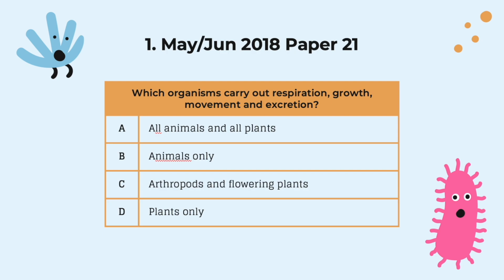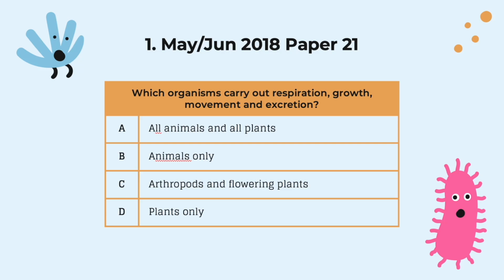Second question, which organisms carry out respiration, growth, movement, and excretion? Is it all animals and all plants? Animals only? Arthropods and flowering plants? Or plants only? Well, you can see that they're asking what those characteristics belong to. As we've studied, those characteristics belong to all living things, which means that they relate to all kingdoms. Only 2 are mentioned here, but it's good to know that there are about 6 kingdoms: Animalia, Plantae, fungi, protista, and 2 others called eubacteria and archaebacteria that are outside the scope of our syllabus.